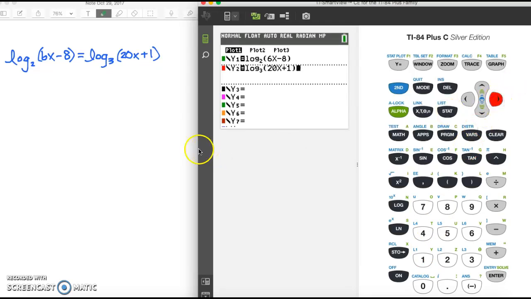Again, when we solve any equation, we're finding where this graph crosses this graph. We want to find where they intersect. That's the answer to this equation. That is our x value. That would be our answer. So let's check out our graph.